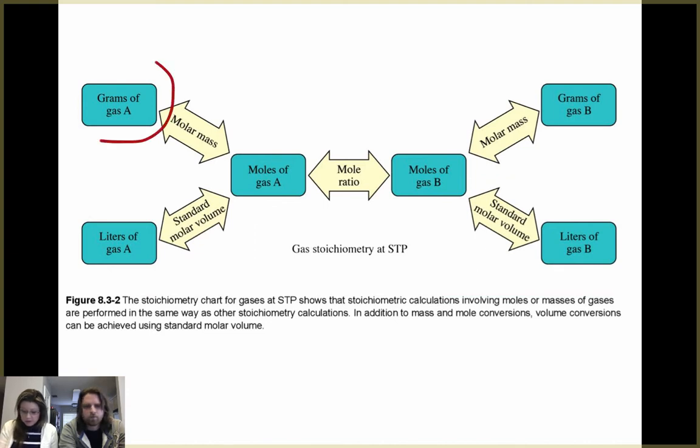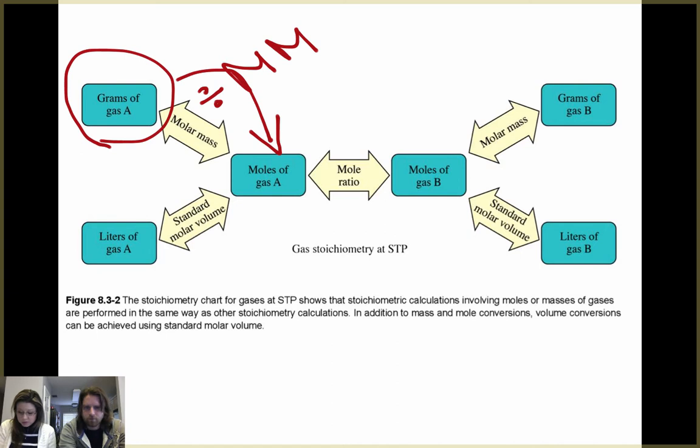So if I give you grams of A, first we're going to go to moles of A. You can't compare anything unless they're in moles. Moles, the universal currency, we need moles first. So how do we go from grams of A to moles of A? We would divide by molar mass. You should all be super comfortable doing that now.